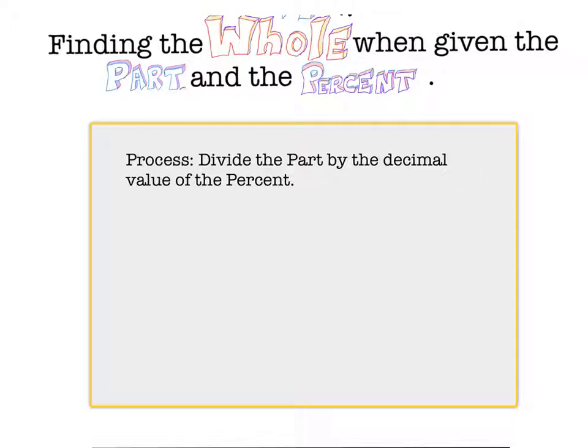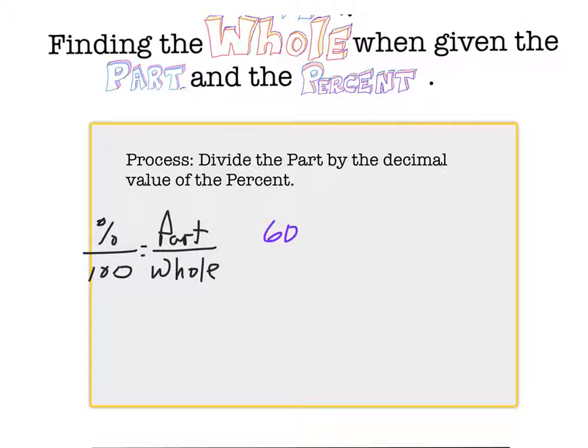And remember, we always start with our percent over 100 equals part over whole. And let's try this example. So what if we are given 60% right here over 100, and then I've got the part is 12. So we don't know what the whole is. That is our question right over here. We're trying to solve for the whole right there as we go through.